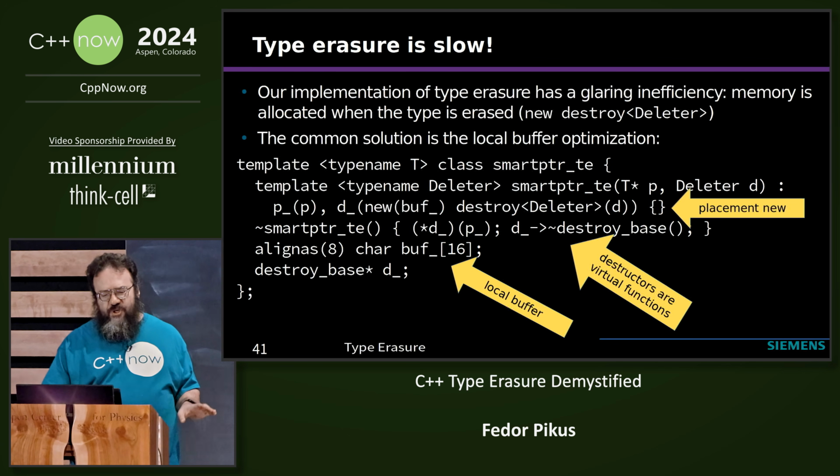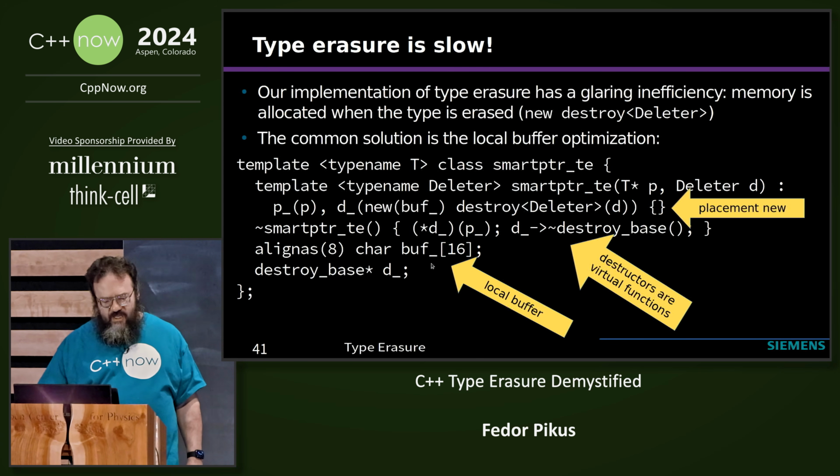The most common solution is what's called local buffer optimization. What you do is inside the class, you have a buffer, and you're not going to allocate memory for it dynamically. You're going to construct this derived object in the buffer, placement new, which means also you destroy it differently. You just call the destructor. You don't deallocate. Question.